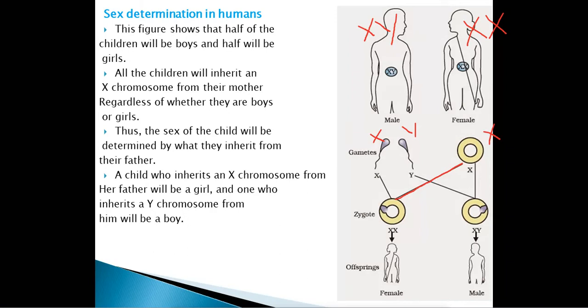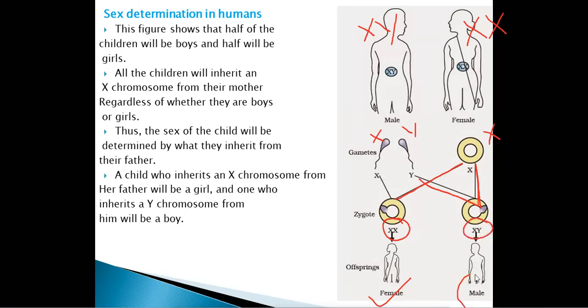But if the gamete carrying Y chromosome fertilizes the egg carrying X chromosome, the zygote formed will be X and Y. If the zygote gets XX chromosomes, the offspring formed will be a female child, because in female a similar pair of sex chromosomes is present, that is X and X. But if the zygote gets XY chromosomes, then the male child will be formed.